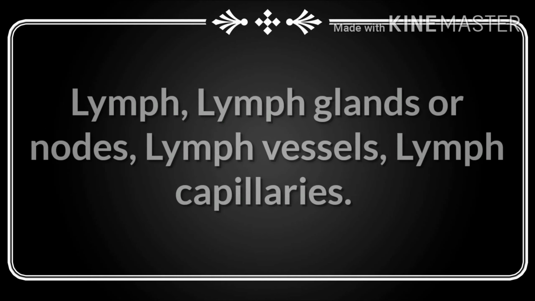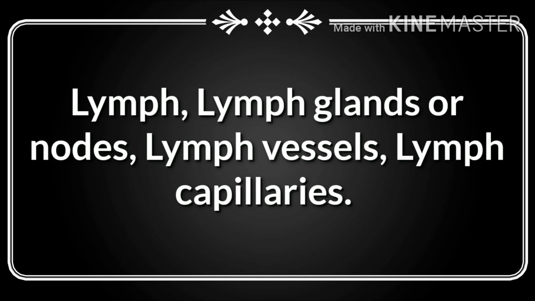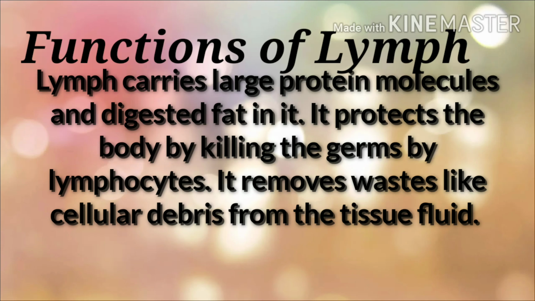Lymph is a light yellow color liquid which is somewhat similar in composition to that of the blood plasma, but it does not have RBC in it, and it has large amount of protein molecules and digested food in it. It also has lymphocytes. Lymph is another medium of circulation in the human body.